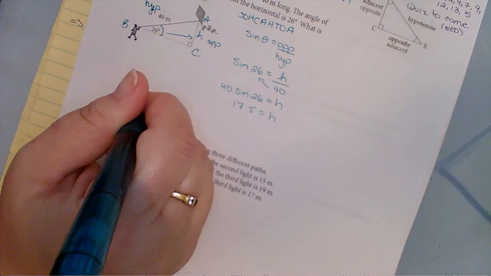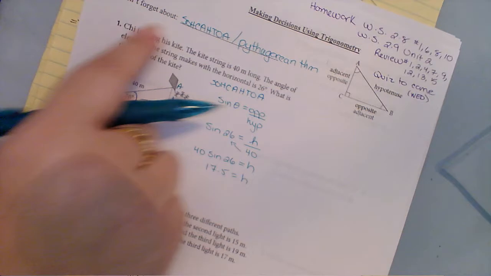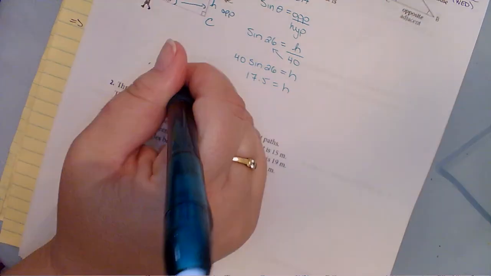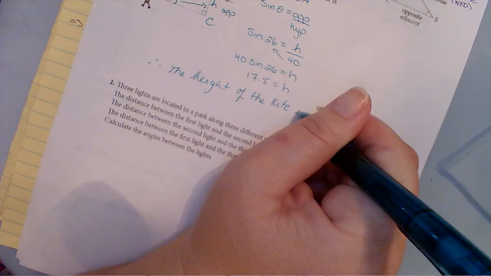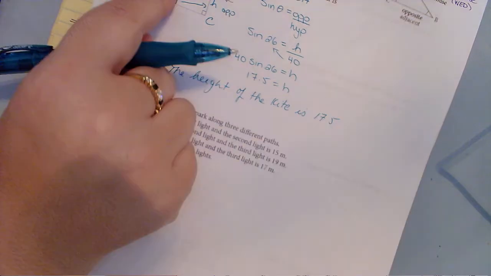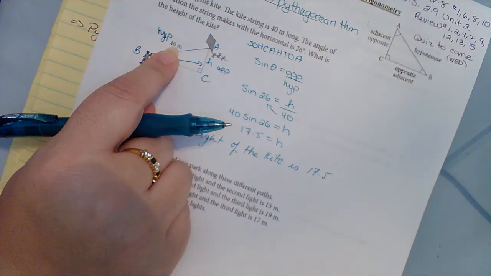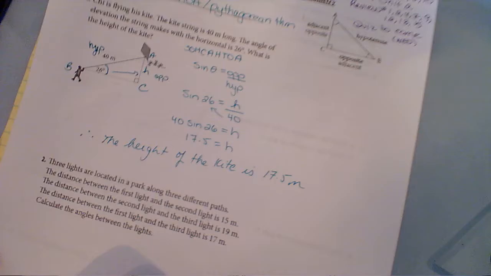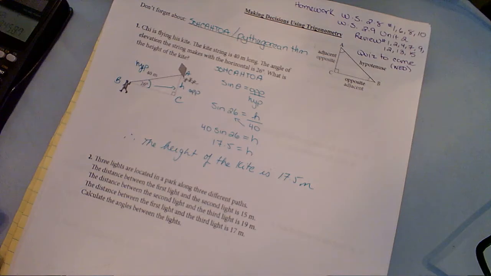Now, always make sure if the question came to you in words, like this one did, it was all written in words, that you respond back. Therefore, the height of the kite is 17.5, and then you go back to the diagram and you ask yourself, what are the units in the diagram? So it's meters according to the question. So that's where we stick meters right there. And because I'm not using this number for anything else, that tells me right then and there that I'm finished. I can round to 1 decimal place.